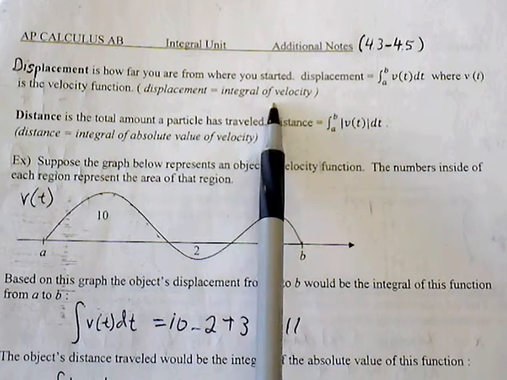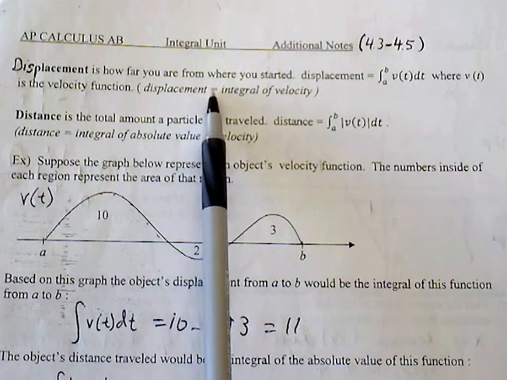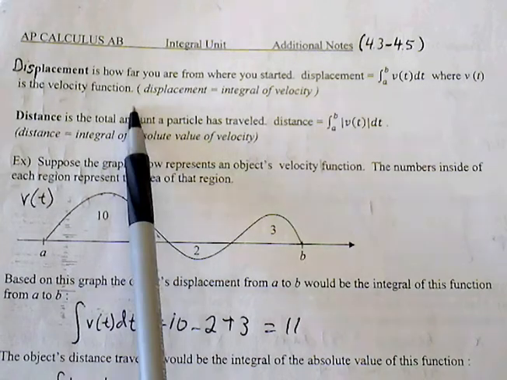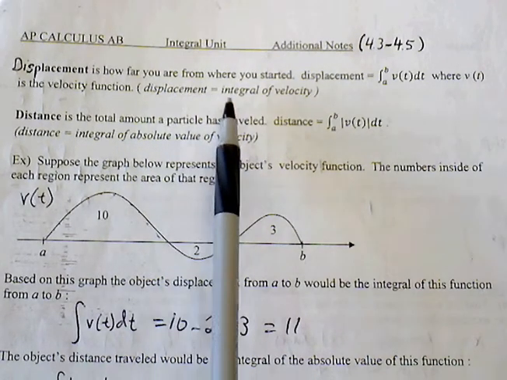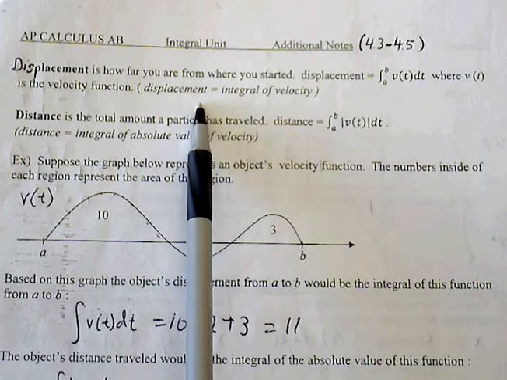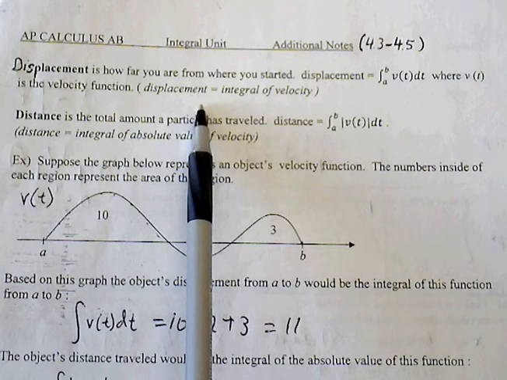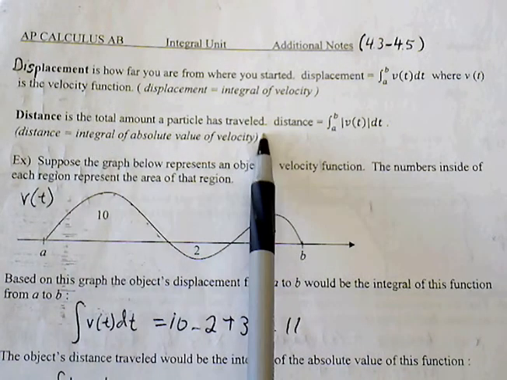No need to make any more adjustments. So this takes care of an object that is moving forward, and then moving backwards, and then moving forward again. The integral will just keep track of the positives and the negatives of the movement for an object. Okay? Distance is the total amount a particle has traveled.